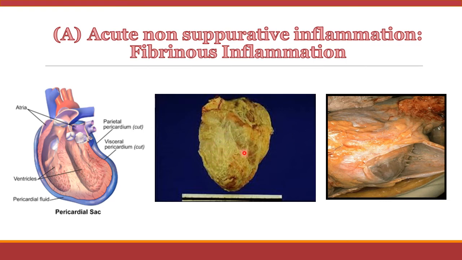If we try to separate the two layers from each other, like what's happening here, separating the layer, this is the parietal layer and this is the visceral layer on the heart, we will see the fibrin threads connecting between both of the layers in a very unique appearance. So this is a fibrinous form of inflammation.